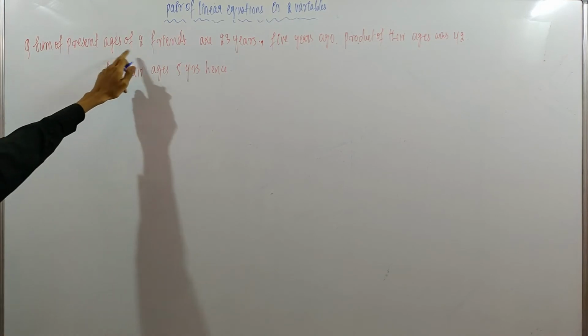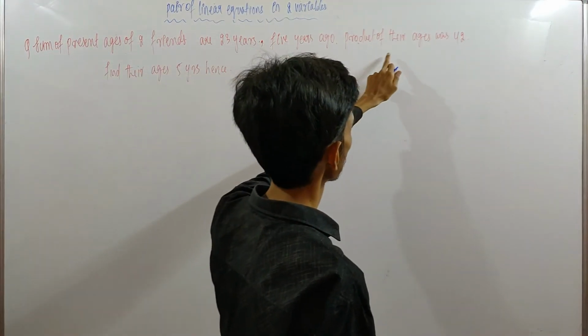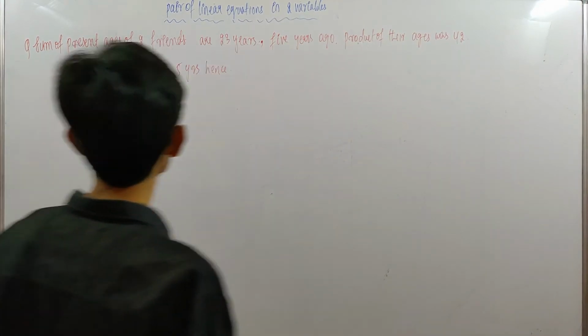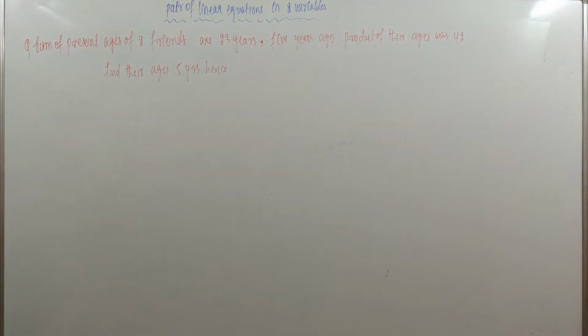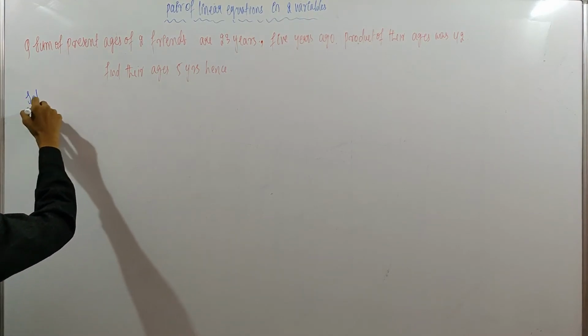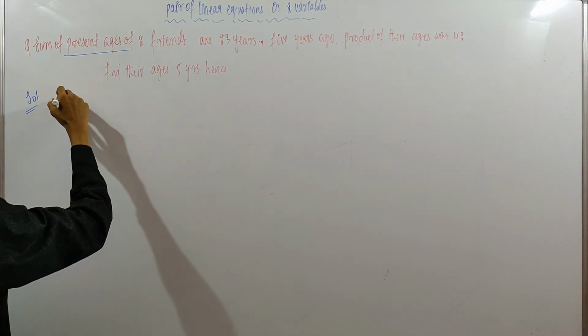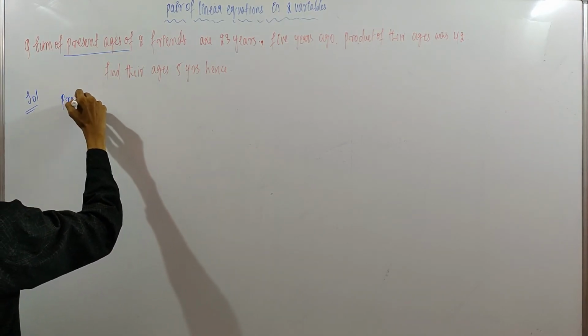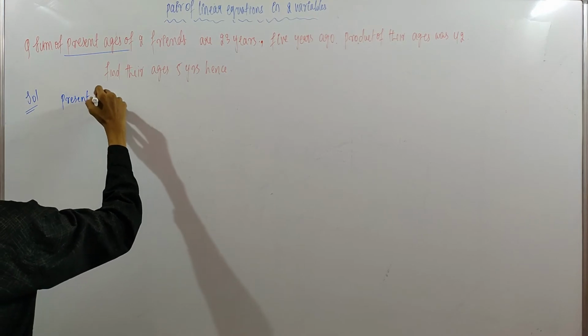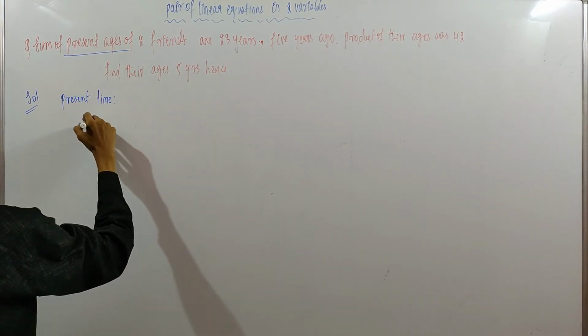Sum of present ages of 2 friends is 23 years. 5 years ago, the product of their ages was 42. Find the ages 5 years hence. Here we are talking about present ages, present time.